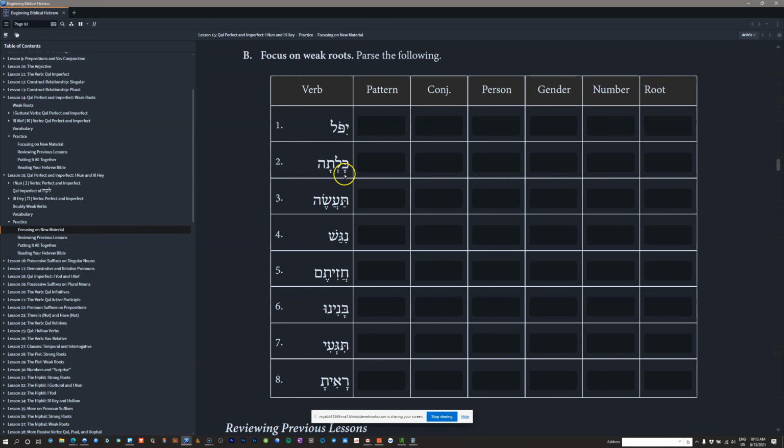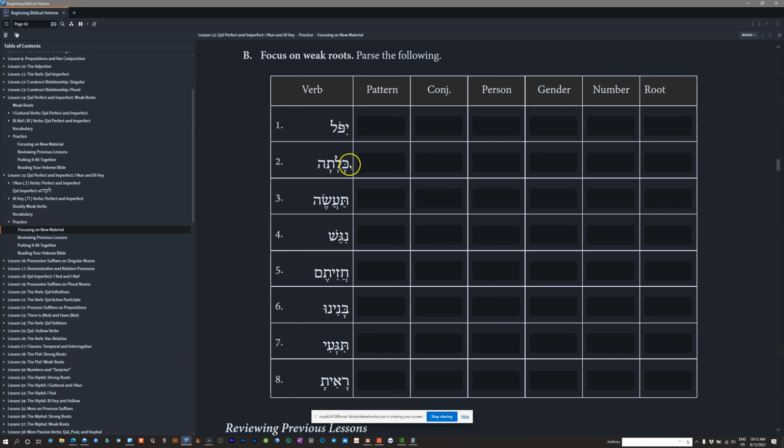Number 2, we've got kalata here. All right, how many letters is a Hebrew verbal root supposed to have? 3. How many do we have? We have 4. Okay, so what's going on here? What's extra? That's what we're going to start with. What's extra here? What's been added?